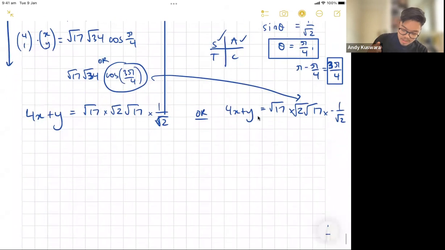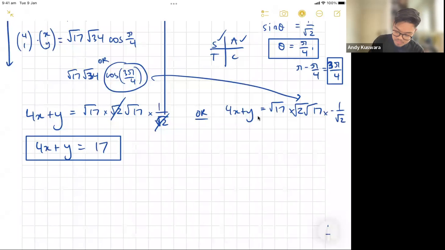Okay. Now from here, let's clean up. This becomes 4x plus y equals 17. Now the root 2 will cancel out with the root 2, and root 17 times root 17 just becomes 17. There's one of my equations. And then the other one here is going to be very similar, but in this case I'll be left with negative 17. So 4x plus y equals plus or minus 17.